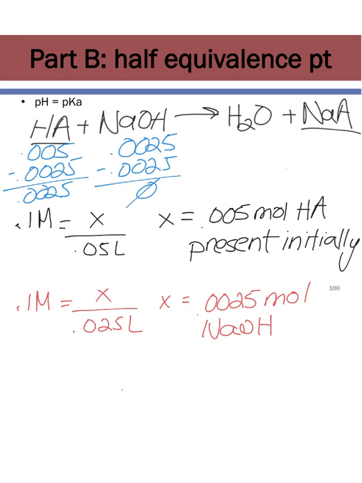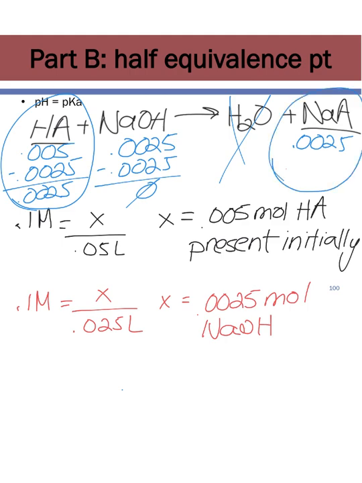We're going to produce some water. We don't really care about that. And we're going to produce our salt. Since 0.0025 was my limiting reactant, they're in a 1-to-1 ratio, I would produce 0.0025 moles of my salt. So when I go to do my Ka calculation, I do have to take into account the molarity of my acid and the molarity of my conjugate base. And again, I don't really care about the sodium ion in there. I care about the A- there.